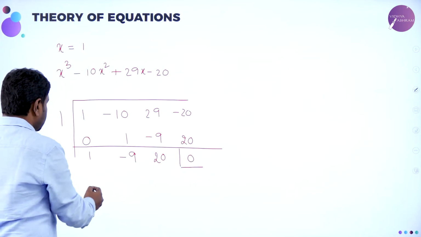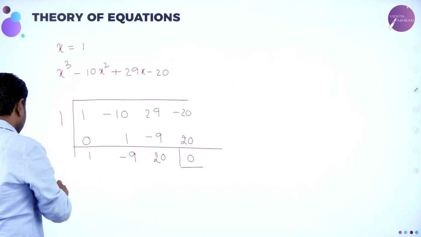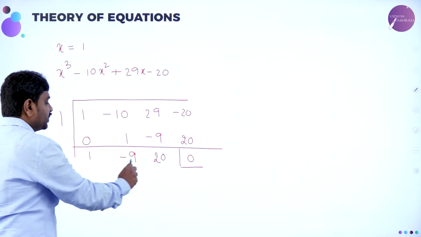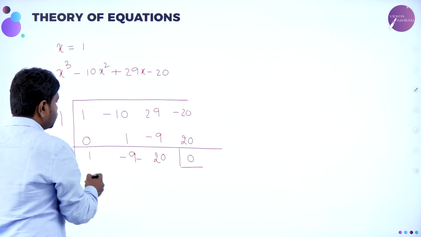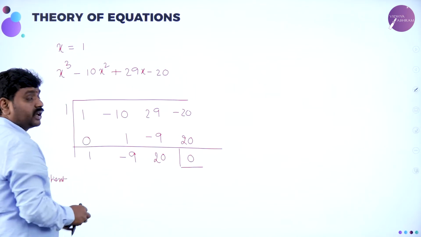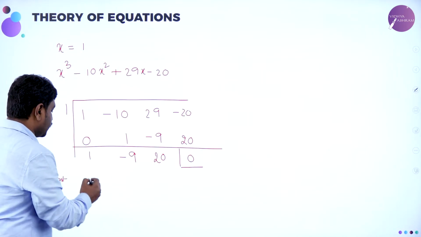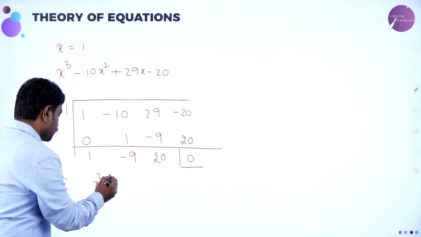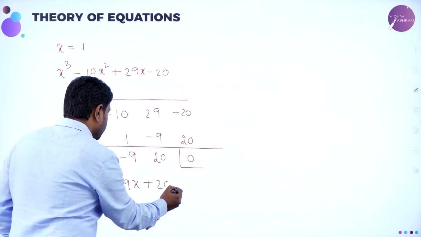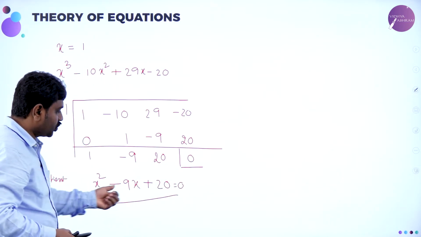Now this is the quotient. Quotient means these are the coefficients of degree 2, so you can write a quadratic equation. Now it was a cubic equation, now you can write a quadratic equation. So now this is the x square coefficient, so 1x square, minus 9x plus 20 is equal to 0. Because the remainder is 0, dear students, now you got a quadratic equation.